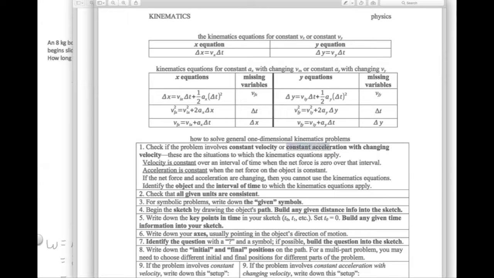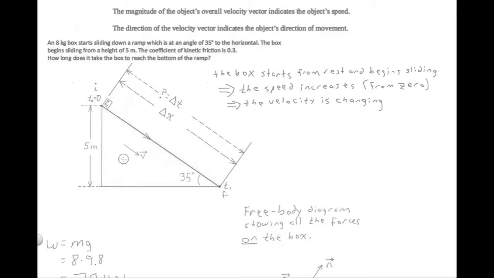So hopefully it's going to be a problem with constant acceleration. Let's make sure this is a problem with constant acceleration. We already know it has changing velocity. And remember that the acceleration is determined by the forces. Acceleration is determined by forces, as we discussed in the previous videos. So if the forces are constant, then the acceleration will be constant.